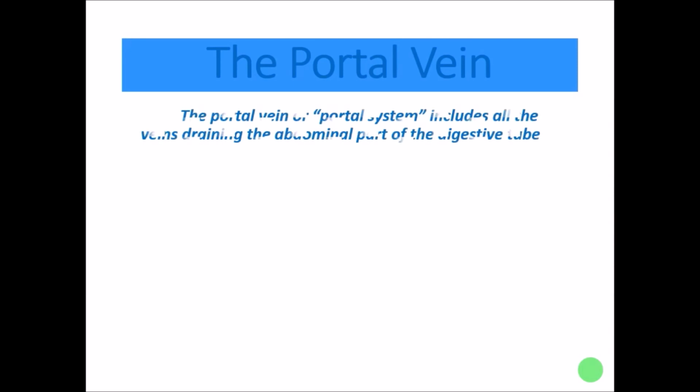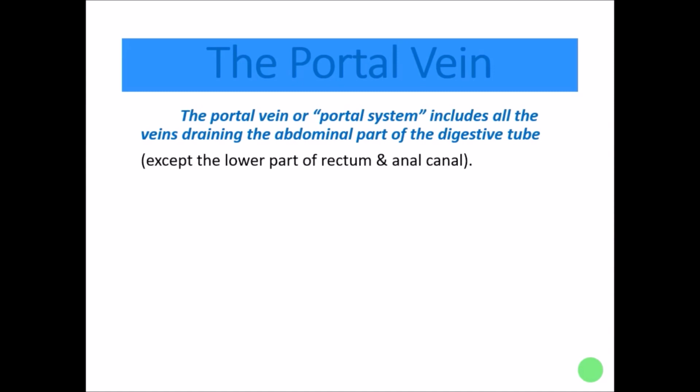To begin with, the portal vein or the portal system itself includes all the veins which are draining the abdominal part of the digestive tube. The whole abdominal part of the digestive tube will be draining into a plexus of veins, which will finally drain into the portal vein. So that is called the portal system.